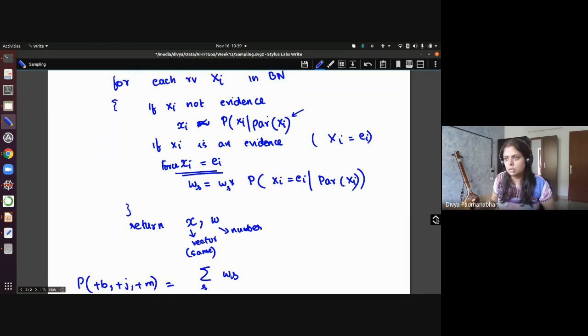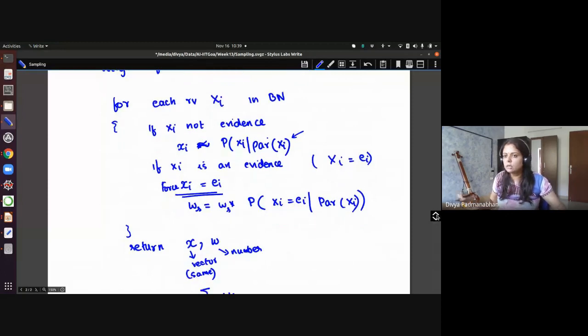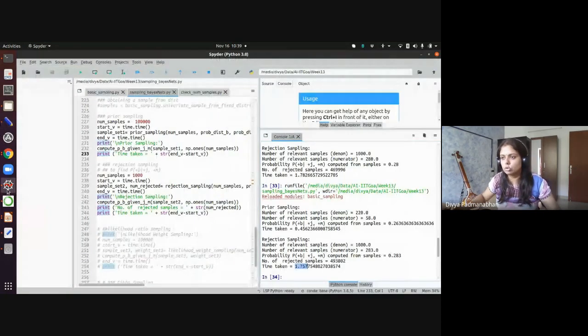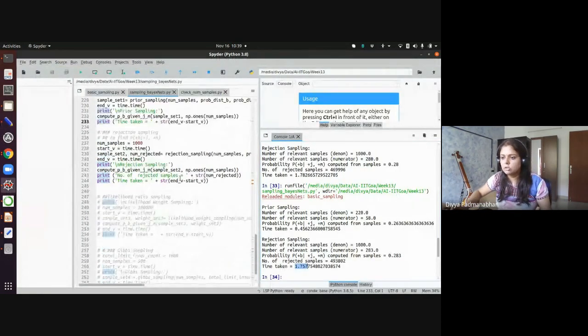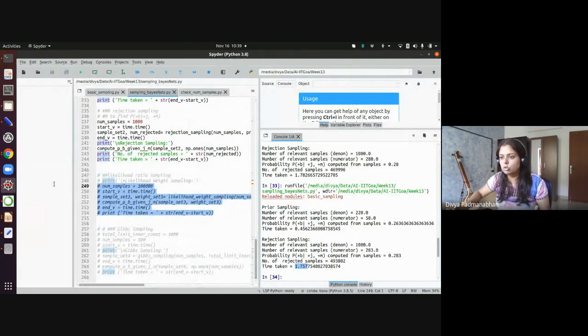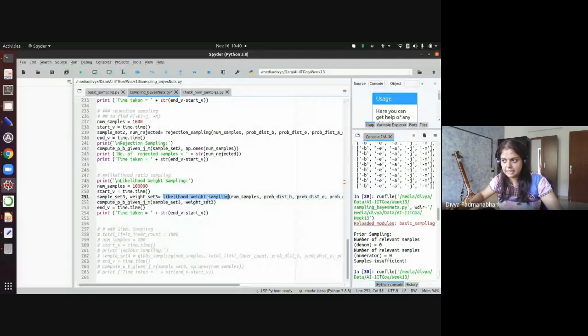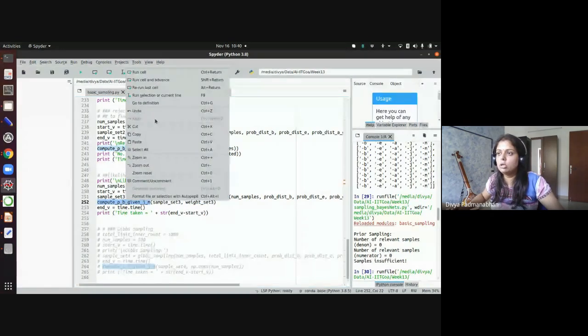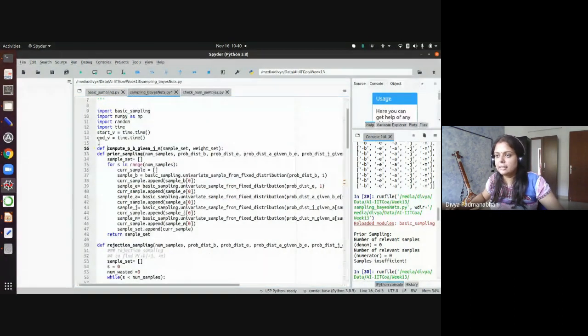Yes, ma'am. Okay, so let's see this in action, so that things get clear. What I've done is, to actually compute this query, this is the process where I generate the sample. This is the likelihood weighting sampling procedure. And then finally I compute it using this function. So here you see I've also given the weights as an input. So let's go there.